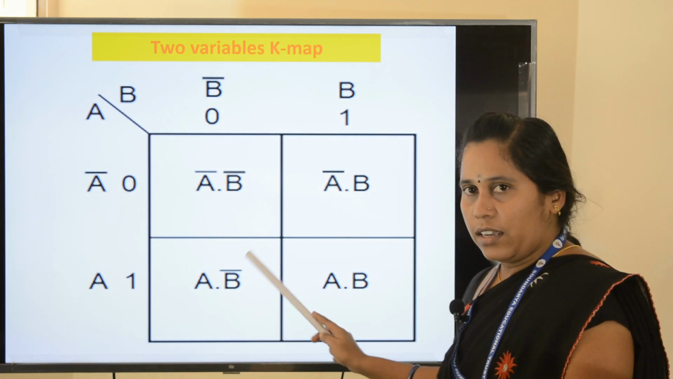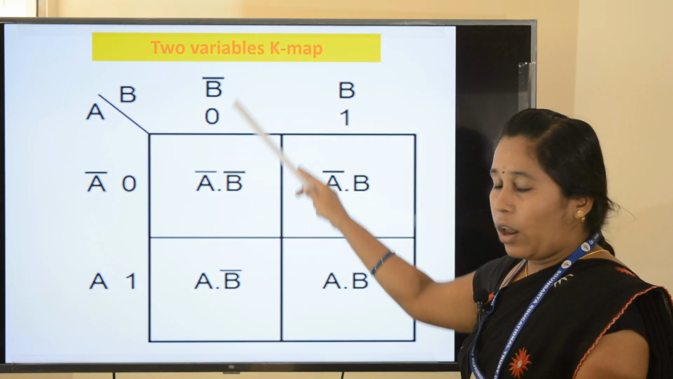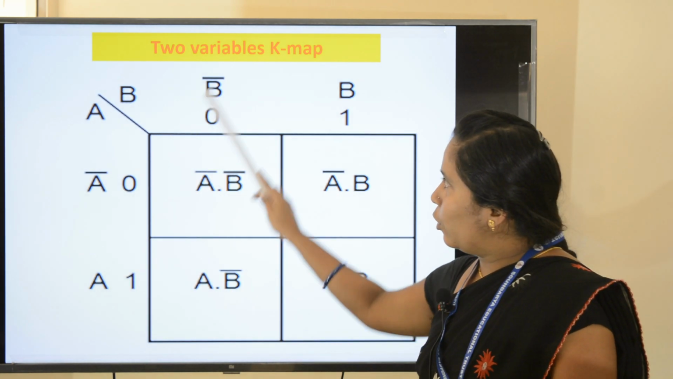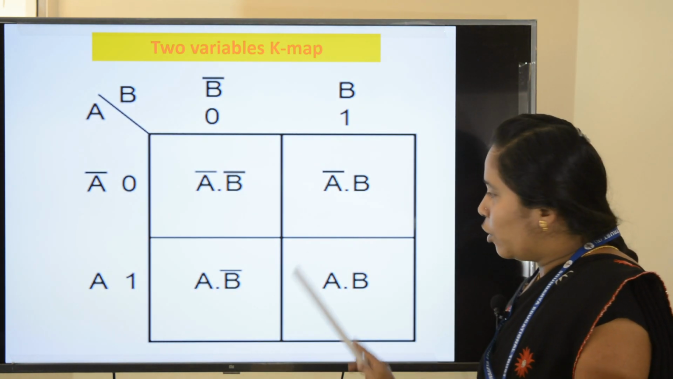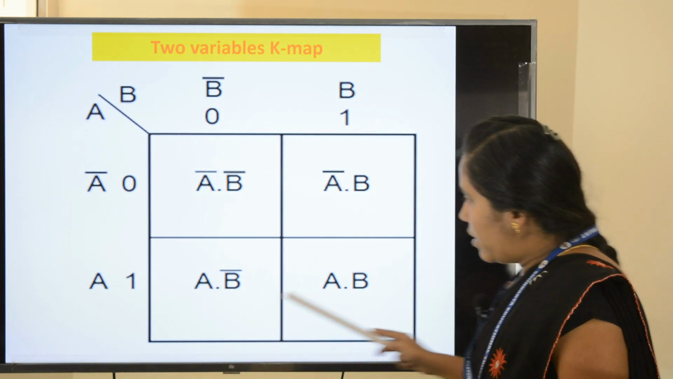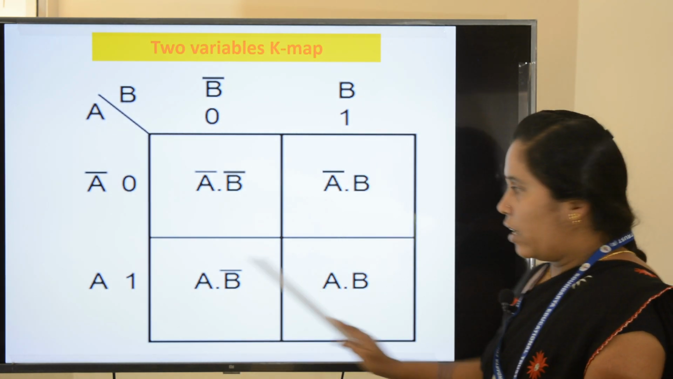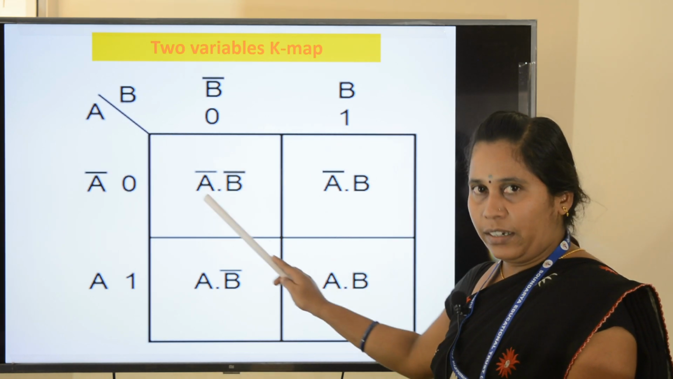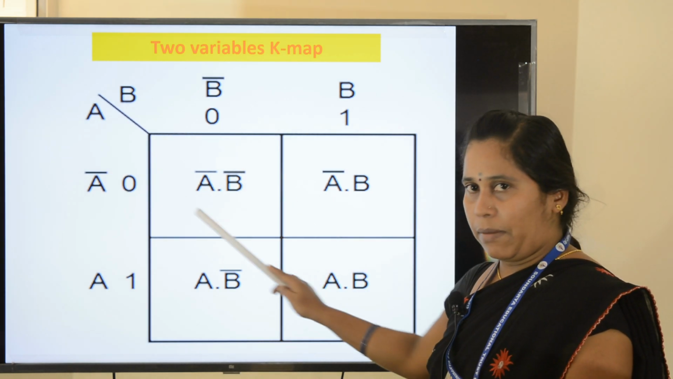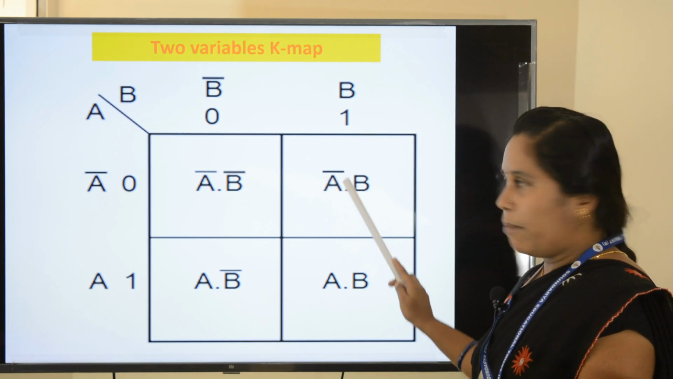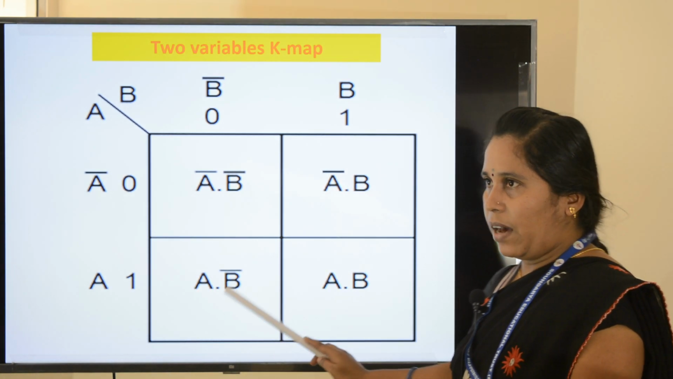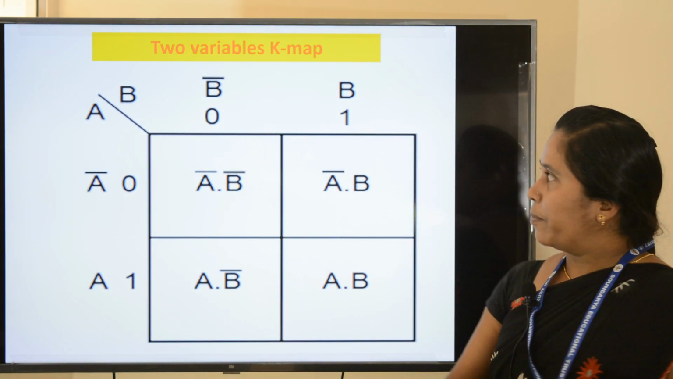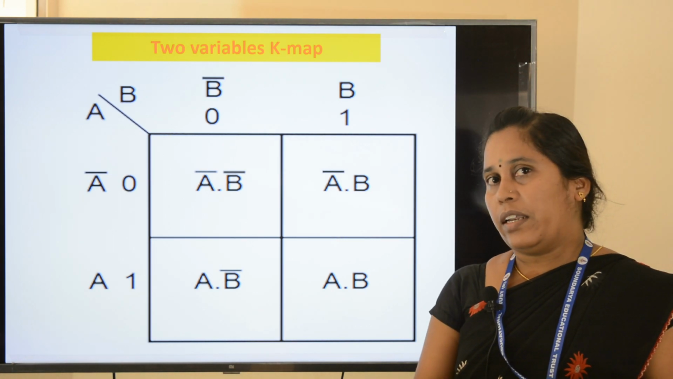The third cell: row is A and column is B bar, A into B bar. The fourth product term: row is A and column is B, A into B. So the first minterm or product term is A bar B bar, the second is A bar B, the third is A B bar, and the fourth is AB. So this is the two variable K-map.